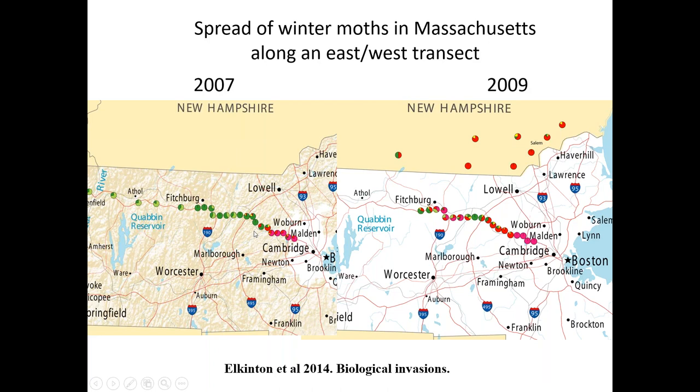And so this shows that in 2007, winter moth was about as far west as Concord, Massachusetts, and all the rest with Bruce Mangrum. But 2 years later, winter moth had spread further west, all the way to Pittsburgh. So it was moving west fairly rapidly as well.